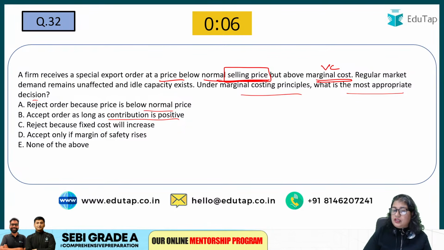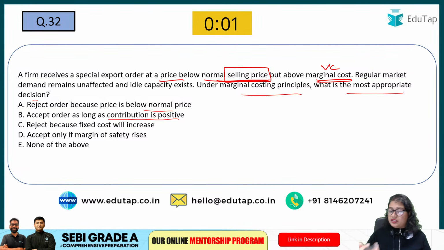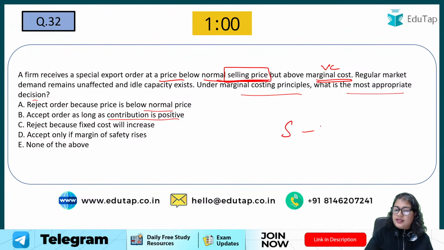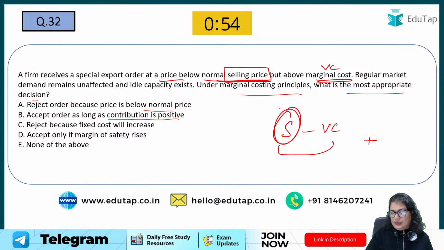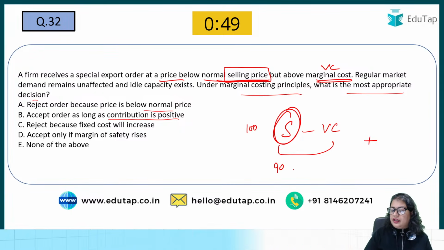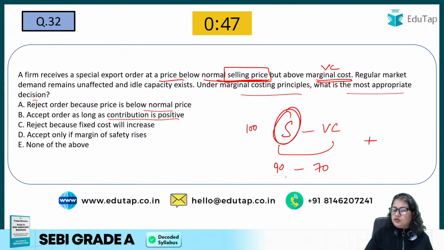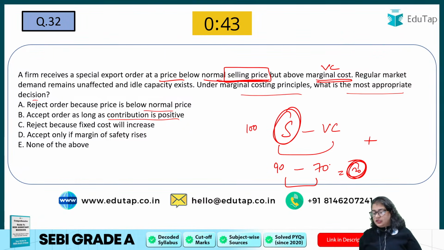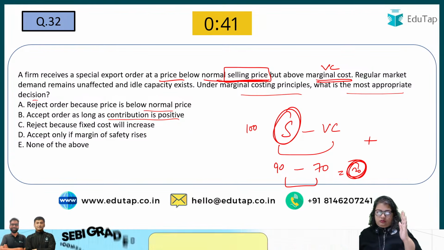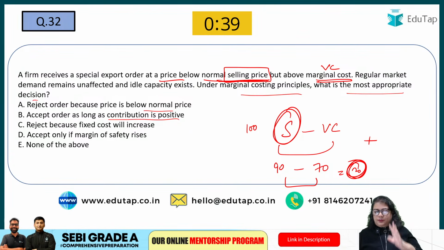Right, because if it is below the selling price, but if it is more than the variable cost, and the difference between the selling price and the variable cost is positive, for example, earlier the selling price was 100, now you are selling it at 90, and the variable cost is 70 rupees. So if you are still making a profit of 20 rupees here, if you are making a contribution of 20 rupees, you can accept the order. Okay, you can accept the order as long as the contribution is positive.